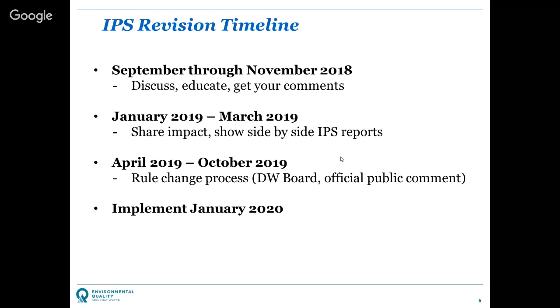Some more going back on the IPS revision. The timeline is put before you to take a look at. September through November, which we are in now, is the time to discuss, educate, and get your comments in on that rule change. So make yourself aware, visit that table, look at it, ask questions, and get yourself educated on how that will update and change your water system and compliance going forward. January 2019 through March 2019, we're going to share the impact and show side by side how the current IPS works and how the future IPS works. We're still updating that on our end so that we can make it dynamic and have it working correctly for you, but that's when that will roll out.